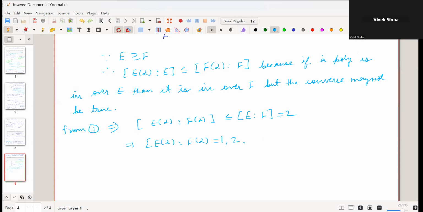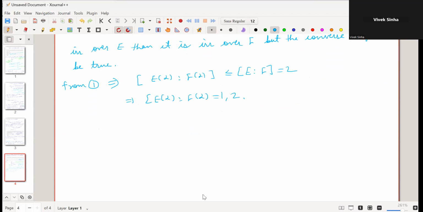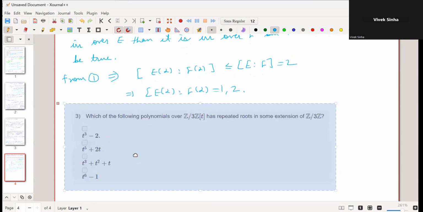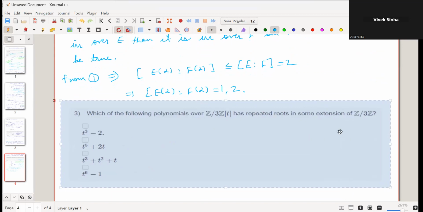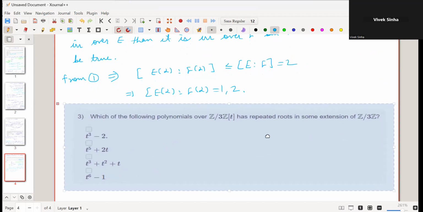Okay, so maybe we can move to the next question. The next question says: which of the following polynomials over Z mod 3Z has repeated roots in some extension of Z mod 3Z?